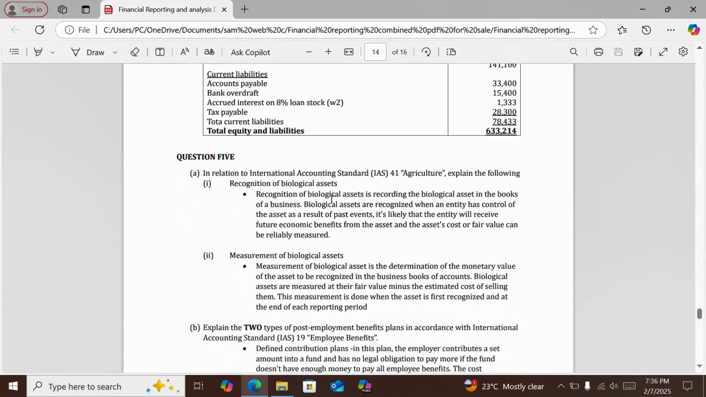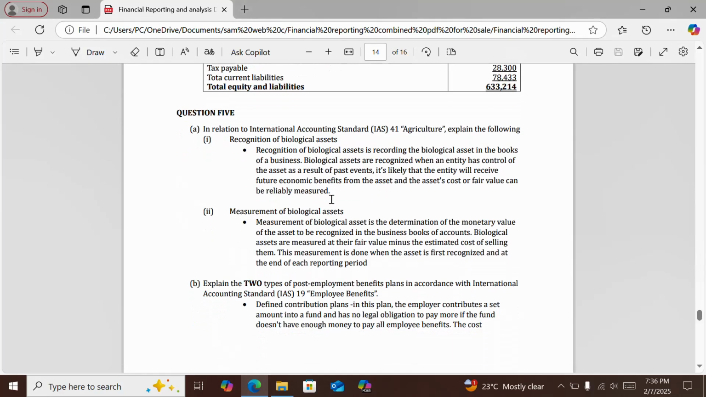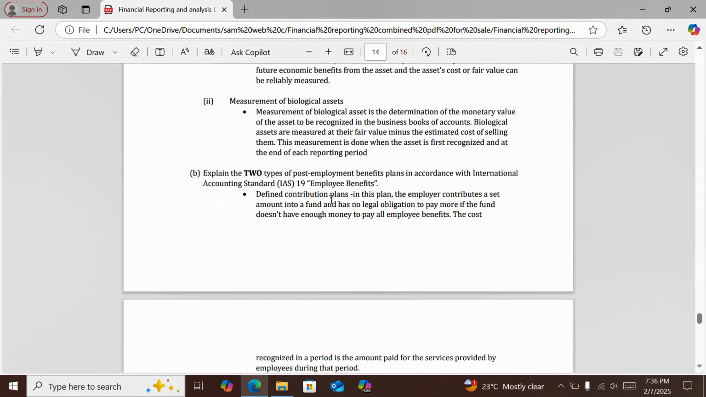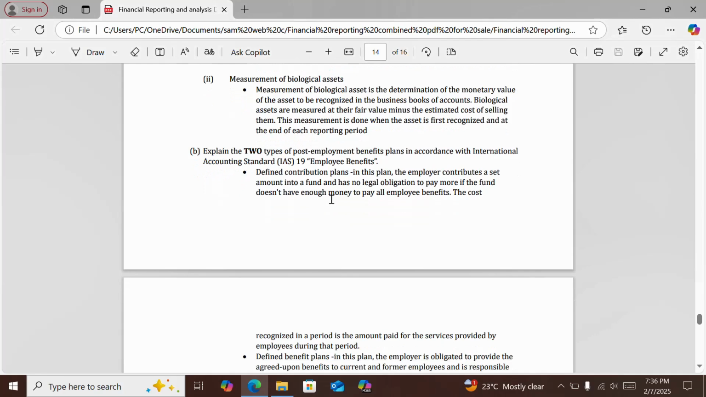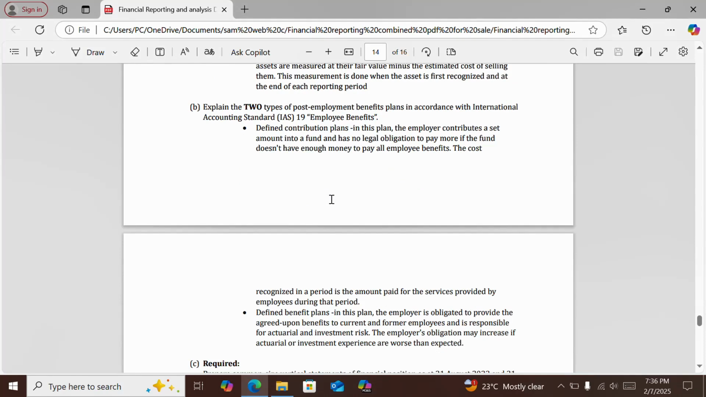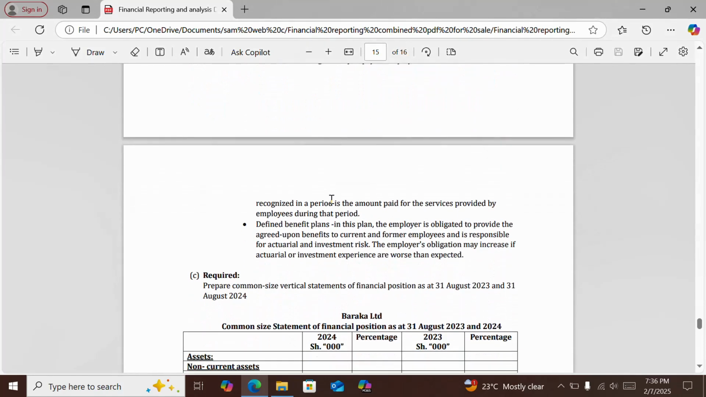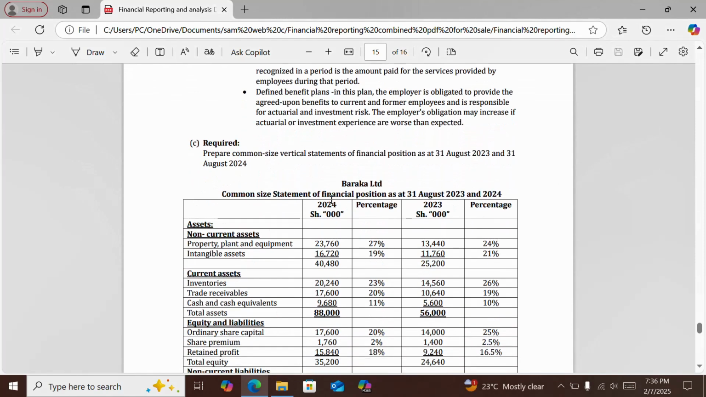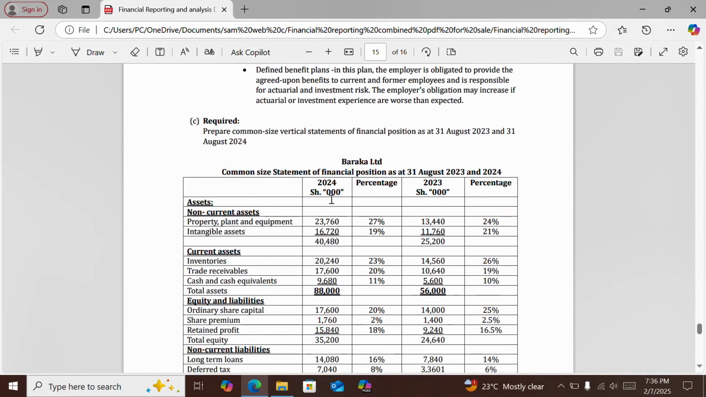Then question five, recognition of biological asset, a measurement of biological asset. Then we have part B, two types of post-employment benefit plans. We have defined contribution plan and defined benefit plans. So you needed to explain what both of them mean. And then part C, the common size statement of financial position.